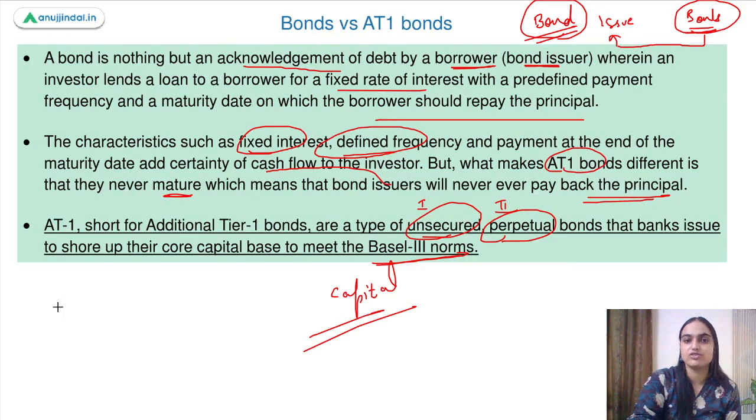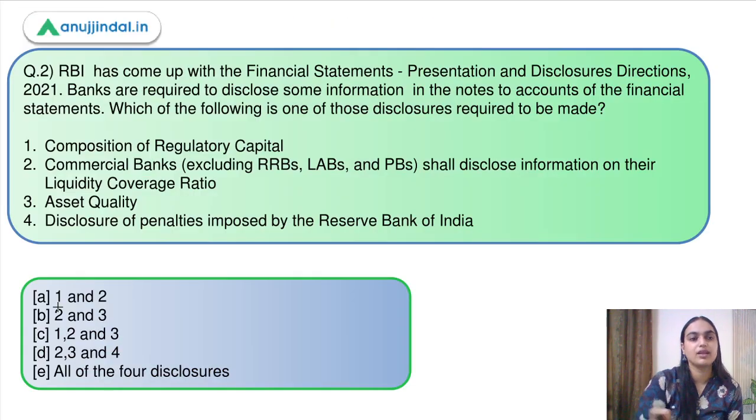Moving on to question number 2 now. RBI has come up with the Financial Statements, Presentation and Disclosure Directions 2021. Banks are required to disclose some information in the notes to accounts of the financial statements. Which of the following is one of those disclosures that are required to be made?